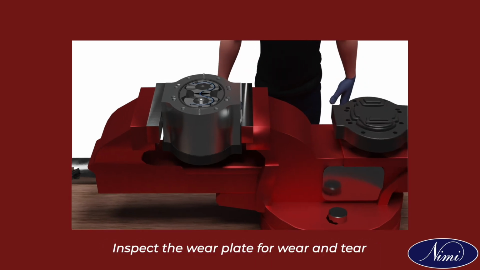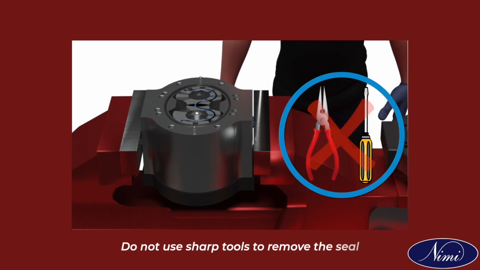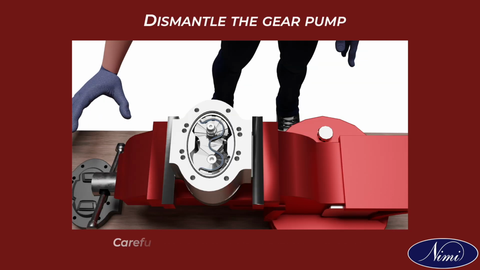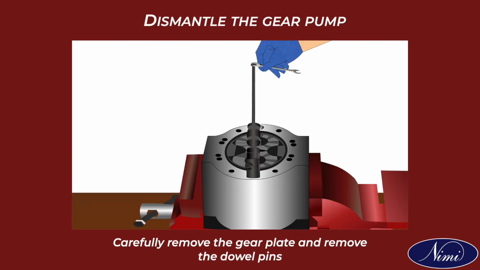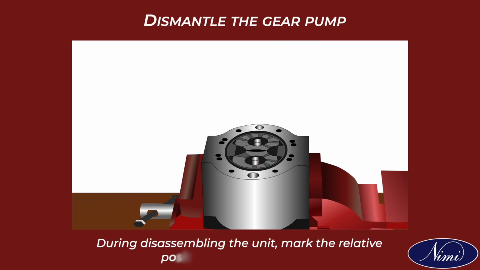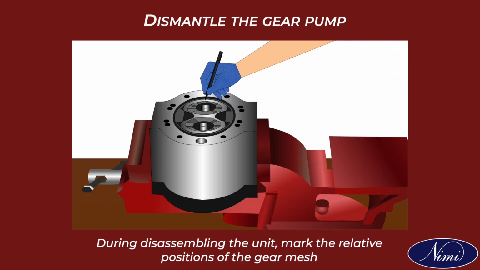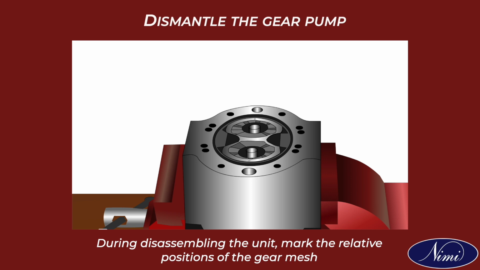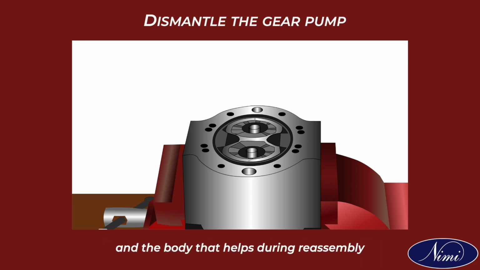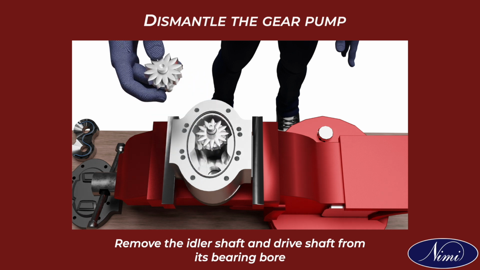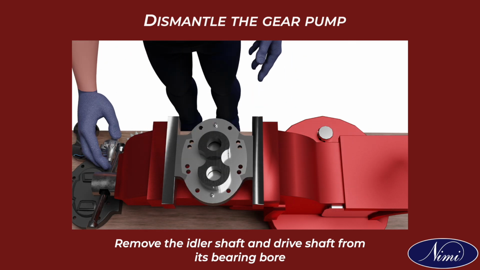Inspect the wear plate for wear and tear. Do not use sharp tools to remove the seal. Carefully remove the gear plate and remove the dowel pins. While disassembling the unit, mark the relative positions of the gear mesh and the body, which helps during reassembly. Remove the idler shaft and drive shaft from its bearing bore.